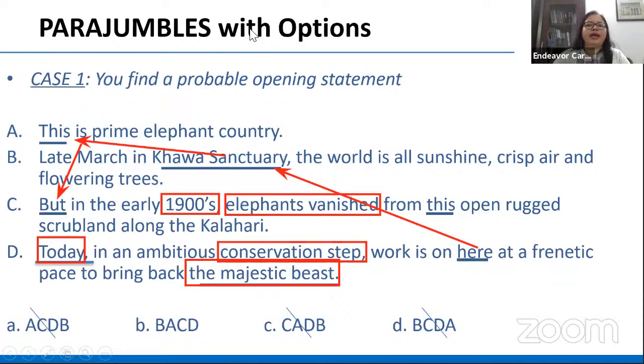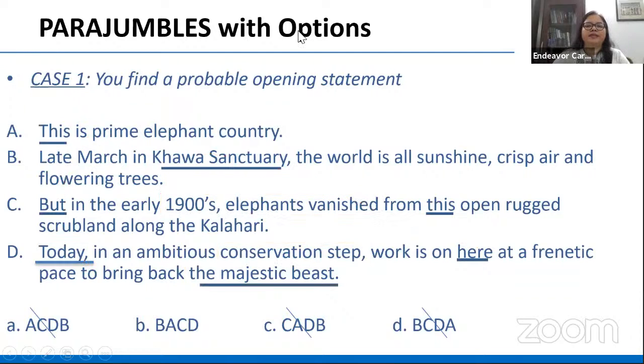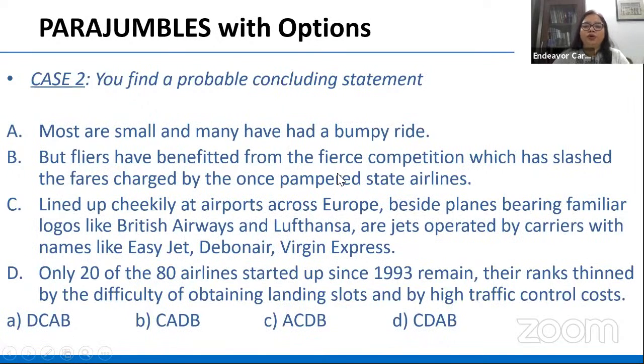Okay. Let's look at case 2. Okay, the second case. And what is our second case? You find a probable concluding sentence. Let's say I am not able to start the sequence. Okay, I don't find something to start the sequence. But one look at the options and I very clearly find a sentence that ends the sequence. What is it? Look at the options and what do you find here? You find that B ends the sequence, right? So now if B ends the sequence, let's look at other things.